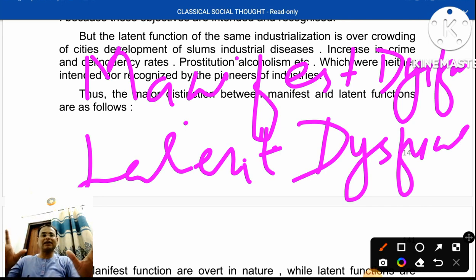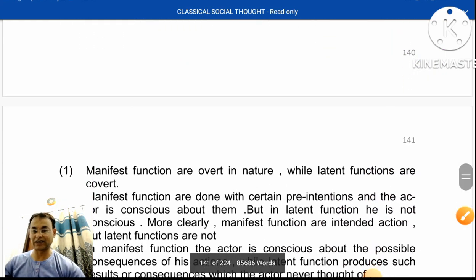Suppose some laborers are going to do a strike in an industry. It is very clear that production will be affected. But during the strike, some people in that crowd set the industry on fire, and the industry has vanished. That is the latent dysfunction, and all people have lost their jobs because the industry is vanished. So this is latent dysfunction.